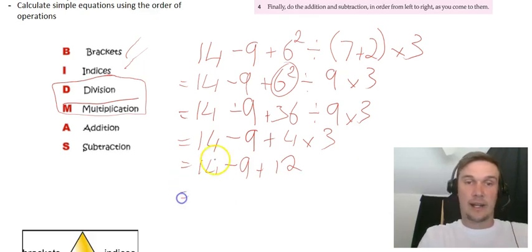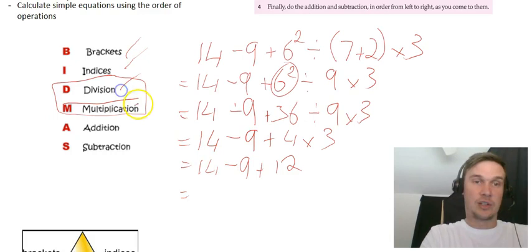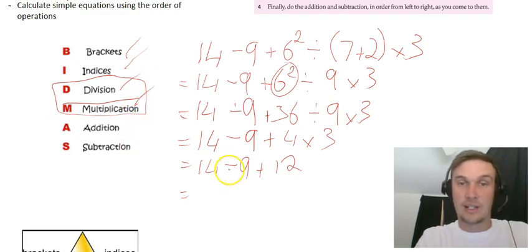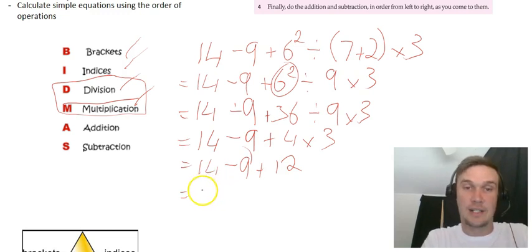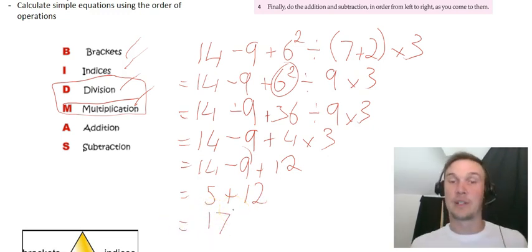So I've done division and multiplication, now I have addition and subtraction, and I can see here that I've got a subtraction and an addition. So again, even though addition comes first in this acronym, I need to go from left to right, so I'm going to do this one first. So 14 minus 9 equals 5 plus 12, and now I have a simple equation. 12 plus 5 equals 17.